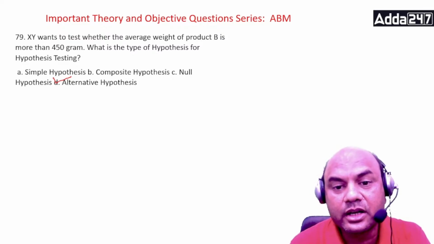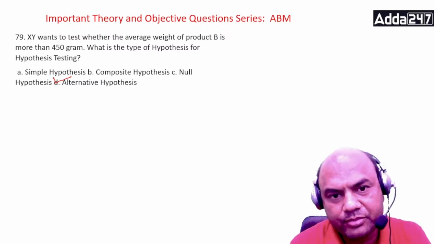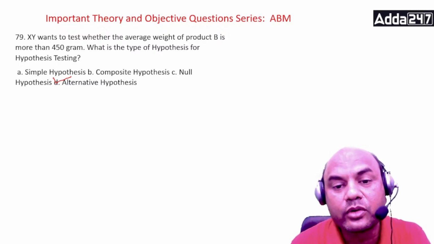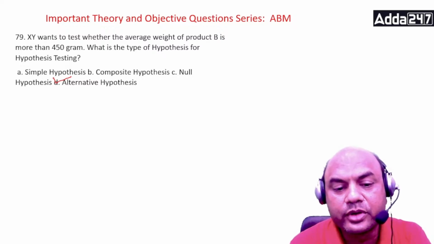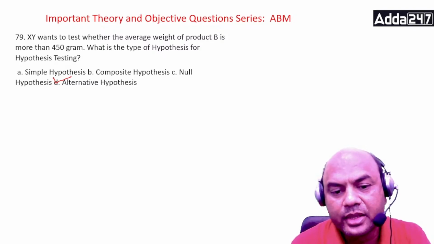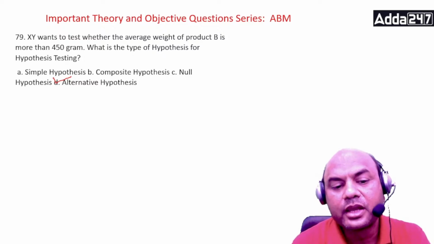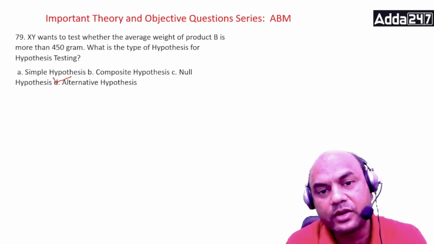Does not contain equality means what? Here the claim is greater than 450 gram. Greater than. Is it said equal to or greater than? So it complements mu less than or equal to 450, meaning the population mean is less than or equal to 450. Since mu, the population mean, is greater than 450 gram, it does not contain the equality sign. So that's why we'll be using the alternative hypothesis.